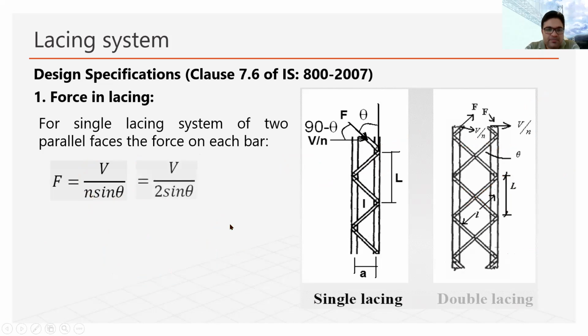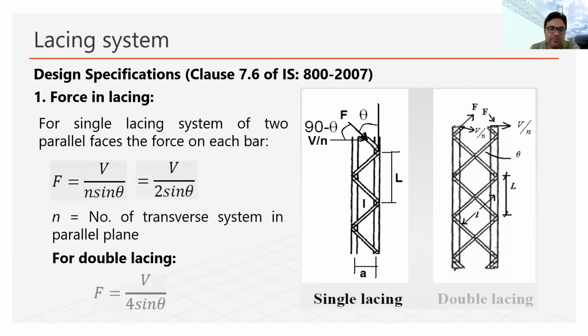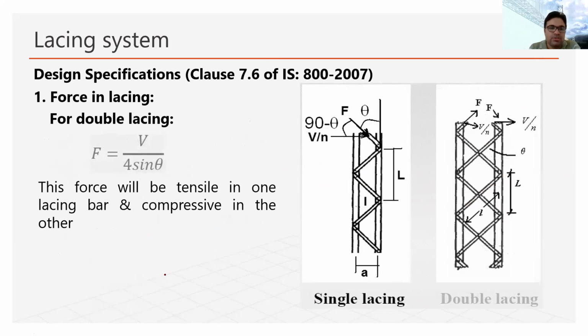So I have written here: in the single lacing system, it will be V by 2 sine theta, where N is the number of transverse system planes. For double lacing, it will be V by 4 sine theta. I hope it is clear how it arrives here. As I said, the force will be tensile in one lacing bar and compressive in the other. This phenomenon will occur in the double lacing system, where one lacing bar will be in tension and the other lacing bar will be in compression.